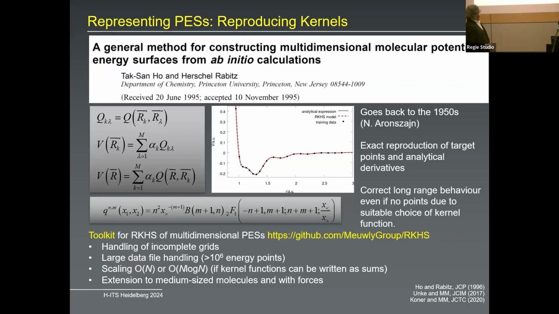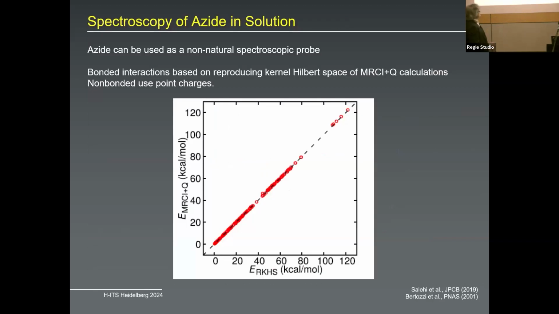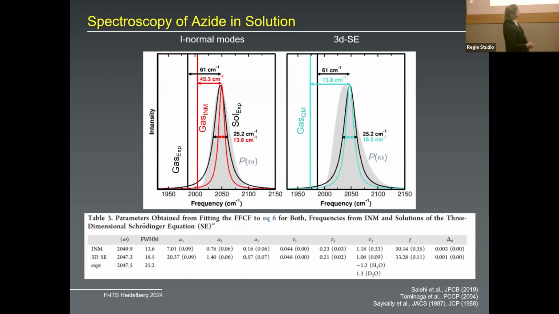There is also a toolkit on the internet, which can be used for problems up to about 10 to the 6 energy points. And this is the performance for azide. So you see over 120 kilocalories, you simply have a straight line. The correlation coefficient here is 0.99. So this is very, very accurate. This is as accurate as a reference method, which in this case is a multi-reference CI calculation.